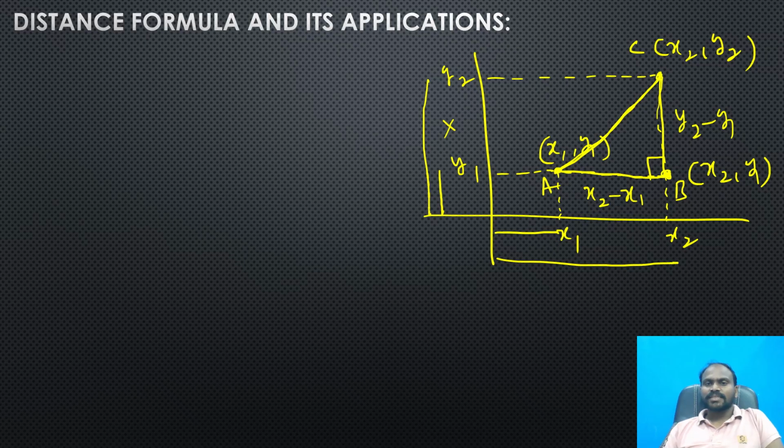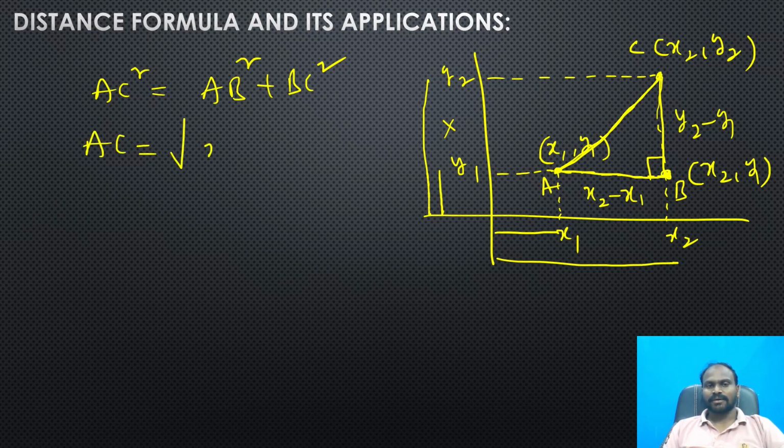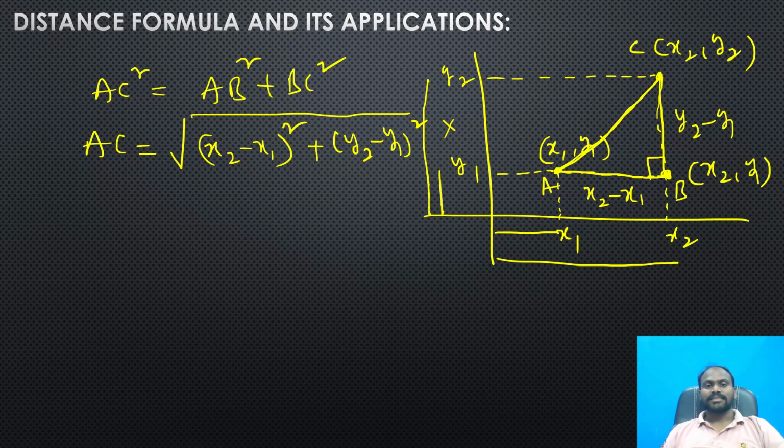And you can see that ABC is forming a right angle triangle. So we can use the Pythagoras theorem, and we can say AC square is equal to AB square plus BC square. That means AC is equal to the square root of AB square, which is (x2 minus x1) whole square, plus (y2 minus y1) whole square, right students? So this is the distance between two points.